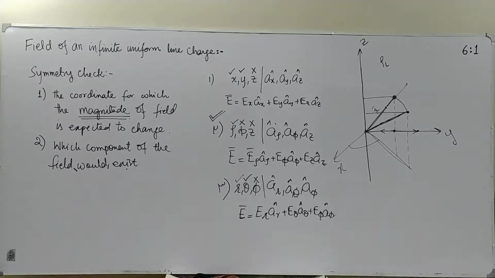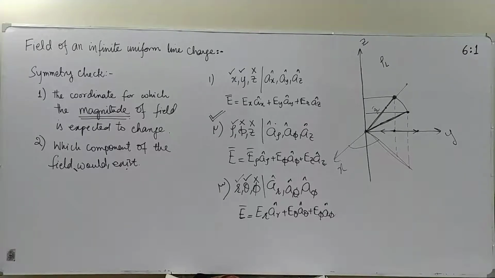But let's see, in the case of an infinite uniform line charge density, we said that okay, let's put the intuition aside and try to figure out scientifically how to decide which coordinate system we should use. And we said that to do that we have to do some symmetry checks. There were two clauses of symmetry check.